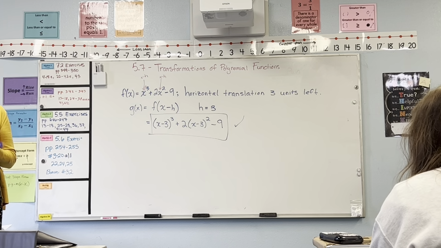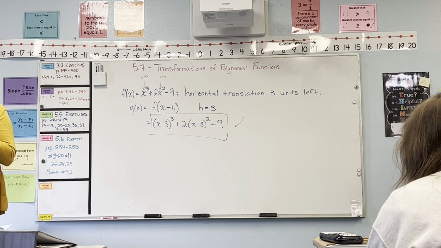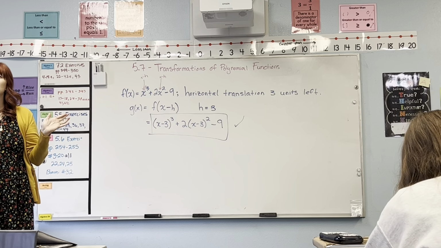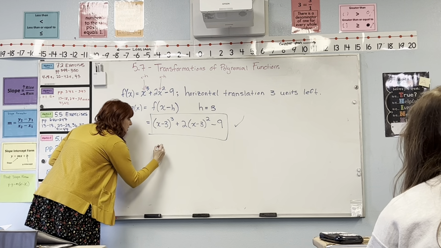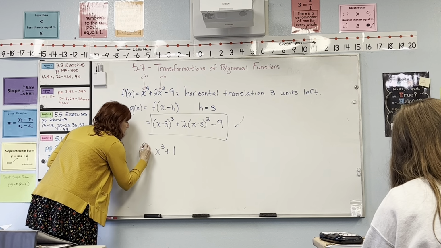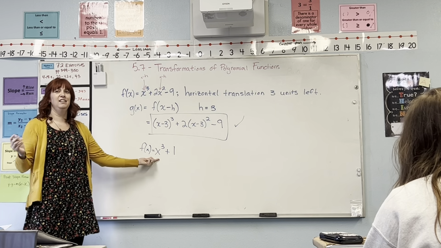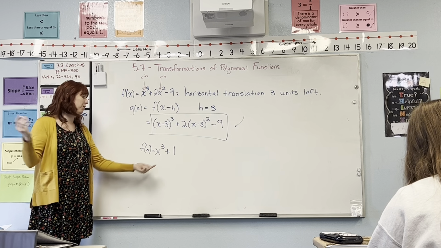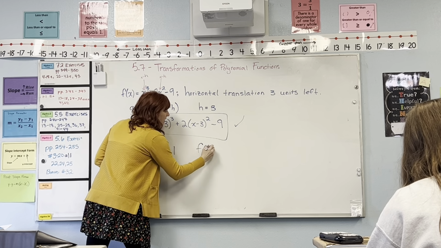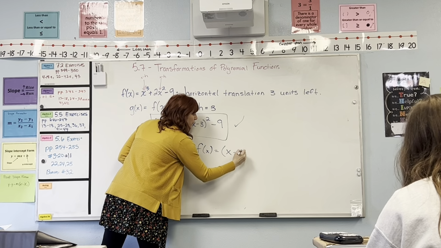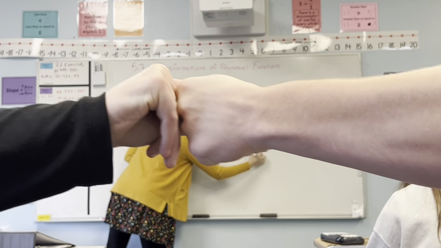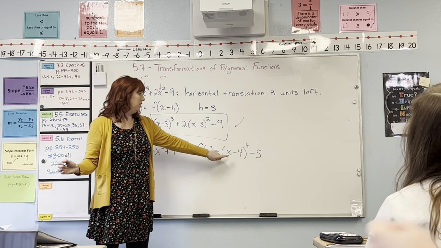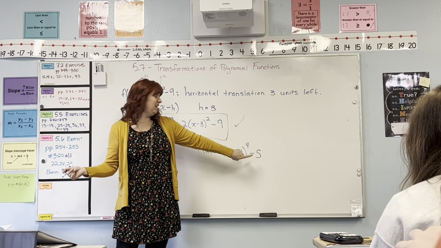To save time, I did not go over how to do the first section of the homework because this was much harder. The first section of the homework is just giving you something like x to the third plus 1. What's the transformation? Vertical translation up 1. Or it's like f of x equals x minus 4 to the 4th minus 5. What's the transformation? Horizontal translation right 4 and then down 5.